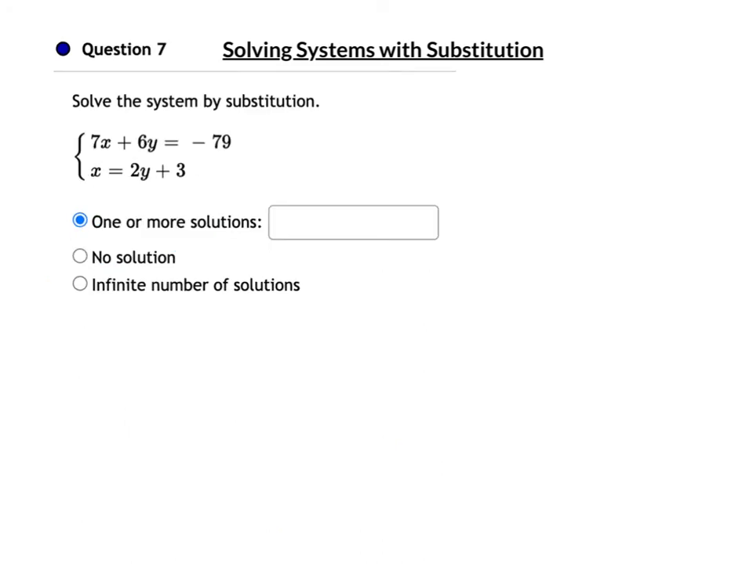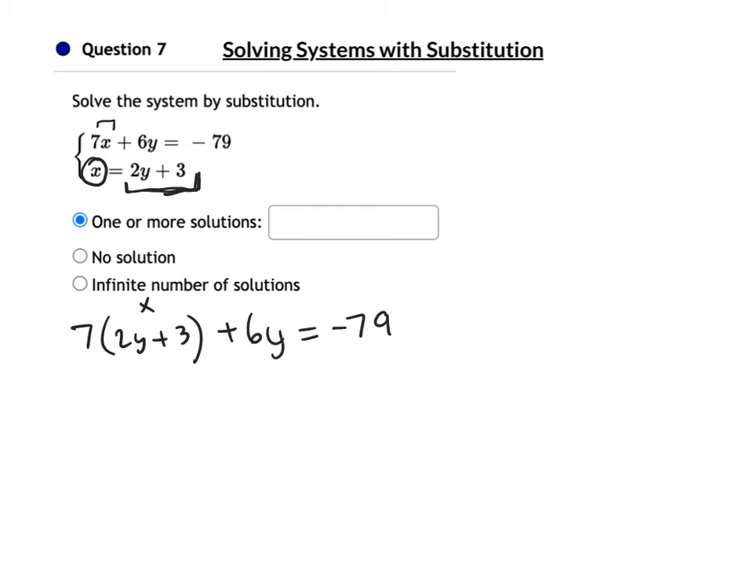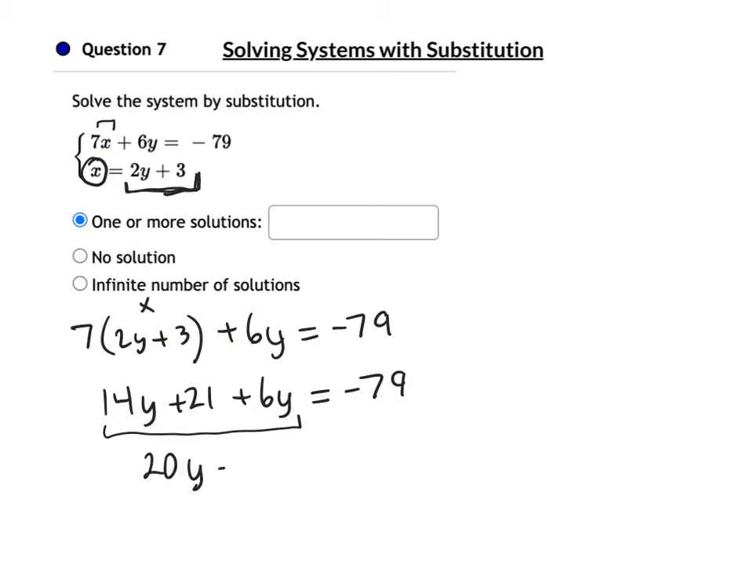Question 7. Note again, we have a variable by itself. X is 2y plus 3. I'm going to go in the other equation and replace x with 2y plus 3. 7, there's my x. It becomes 2y plus 3 plus 6y equals negative 79. 14y plus 21 plus 6y equals negative 79. Combine like terms, 14y and 6y make 20y plus 21 equals negative 79.